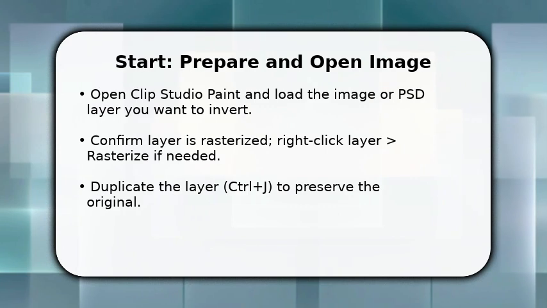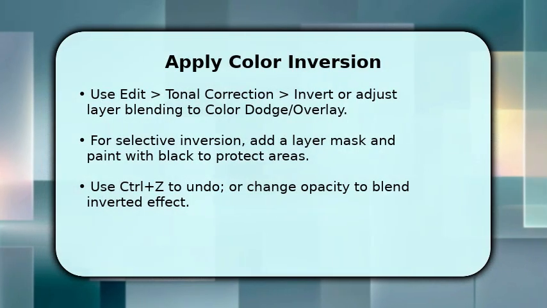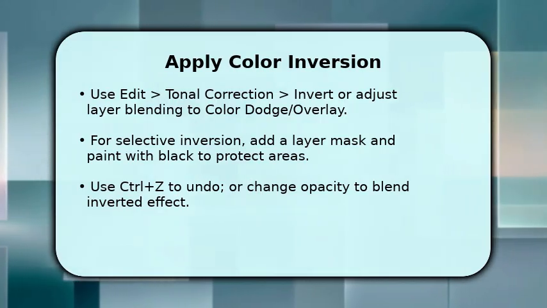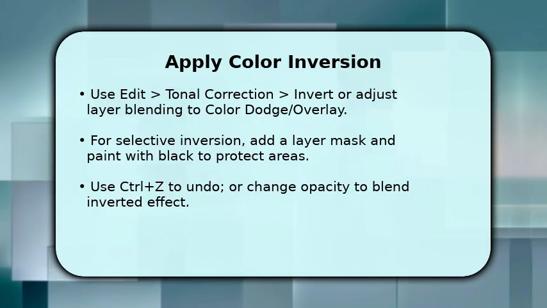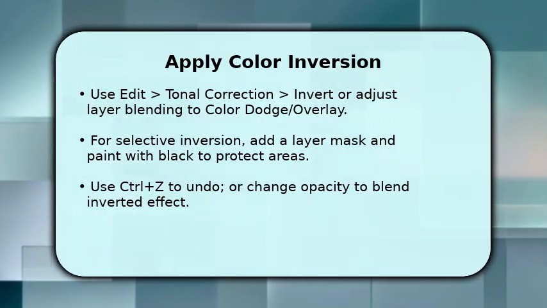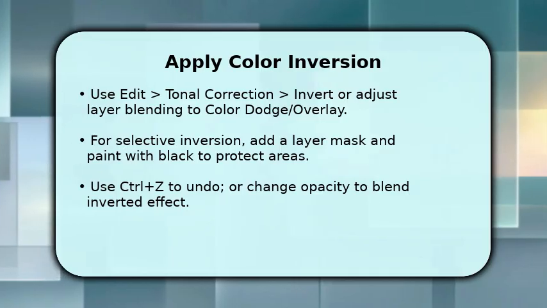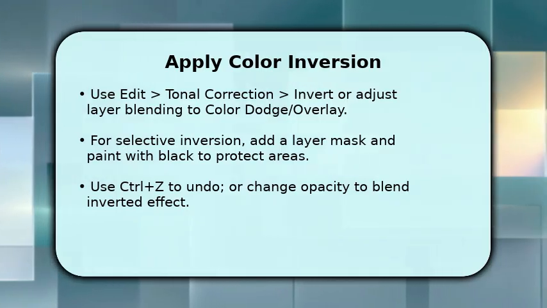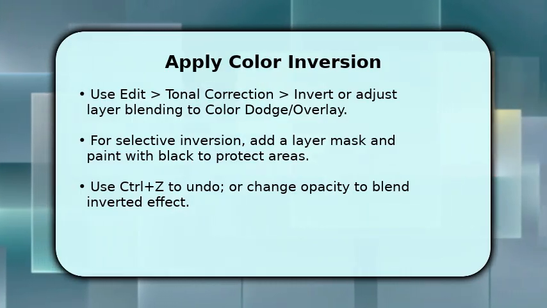Now perform the inversion. With the duplicated raster layer active, choose Edit Tonal Correction Invert to flip all RGB values instantly. Once inverted, you can refine the effect by changing the layer blend mode and opacity to integrate the look with underlying layers. If you need partial inversion, add a layer mask and paint with black to hide inverted areas or white to reveal them.